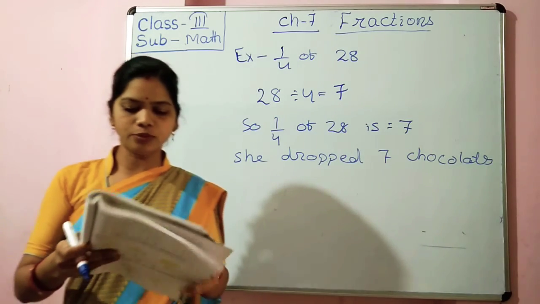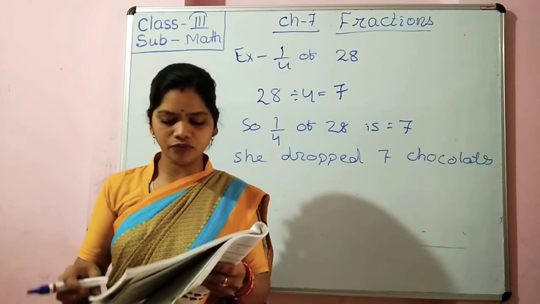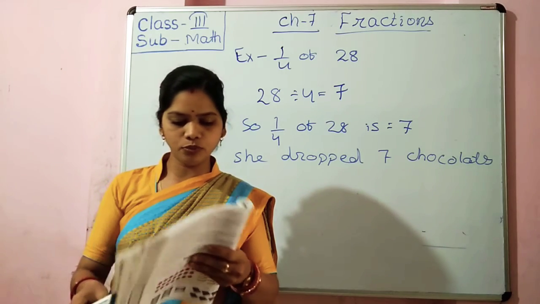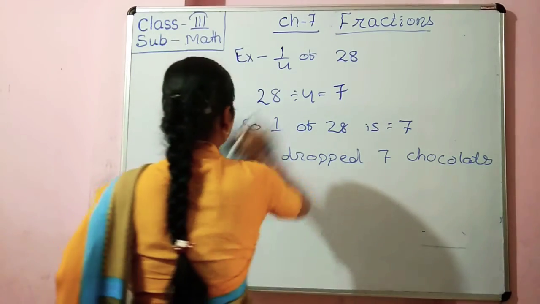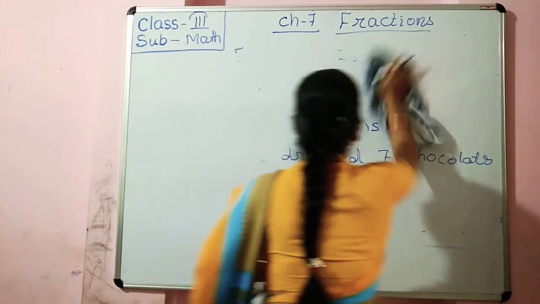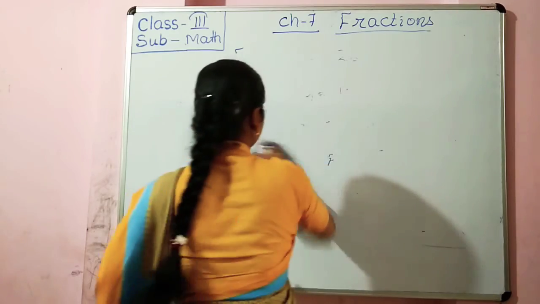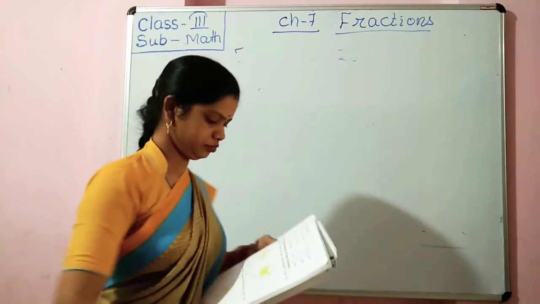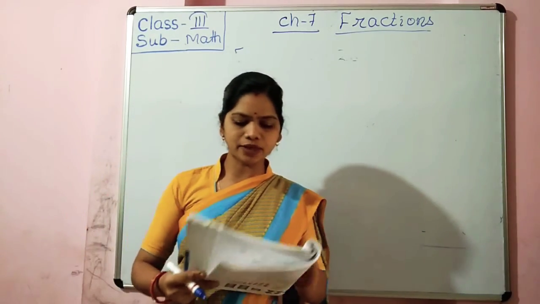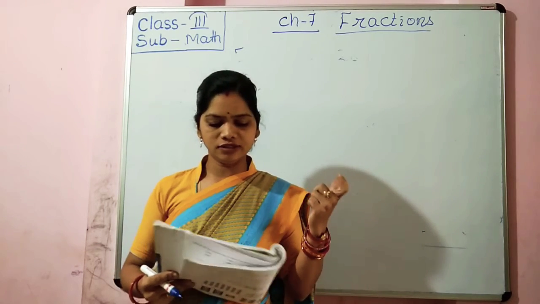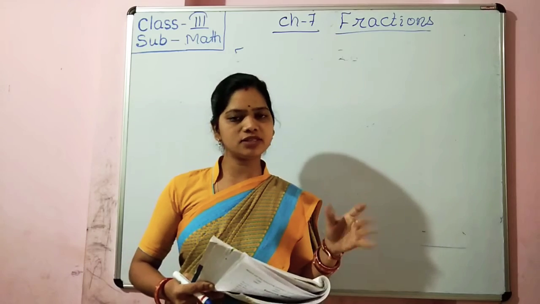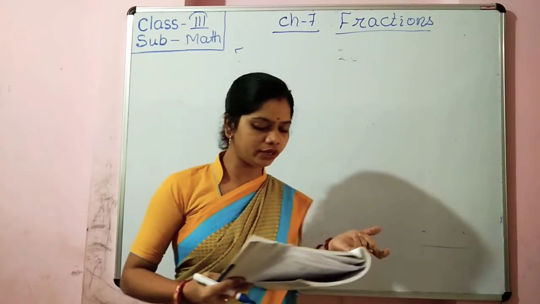In this way you have to complete page number 7.5 in your book and copy. Then addition and subtraction of like fractions. In addition, like fractions have the same denominator. All of you know the like fraction means the same denominator. Only the numerators are added.